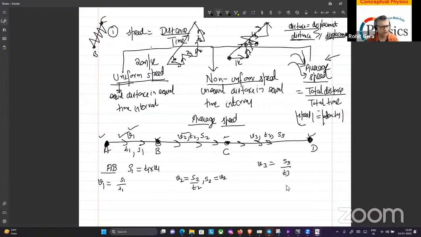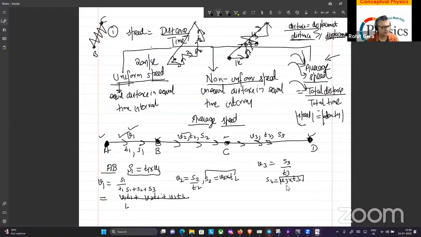So S2 is equal to V2 into T2, and therefore S3 is equal to V3 into T3. In the three parts of the motion you saw, A to B, B to C, C to D, you also notice that they have traveled their individual distances, and distance and displacement are one and the same thing. Let's calculate the total distance, because average means the total distance has to be calculated. Which is S1 plus S2 plus S3.